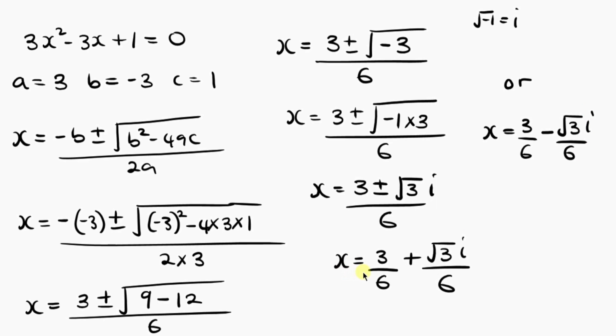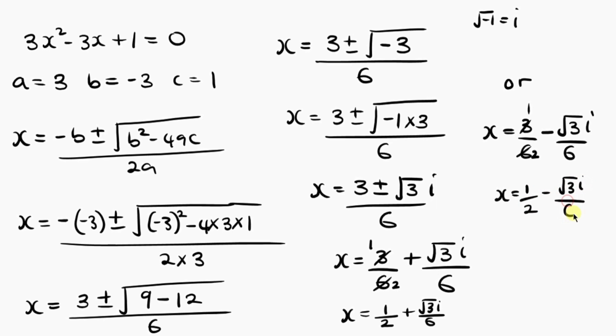But I cannot stop here because 3 can actually go into 6. So let's break this one down so we don't leave our answer like this. So 3 here is what? 1. 3 here is what? 2. So x is going to be 1 over 2 plus the square root of 3 i over 6. Or this is also the same thing: 3 here 1, 3 here what? 2. So I have 1 over 2 minus the square root of 3 i over 6. So that is our case 1.